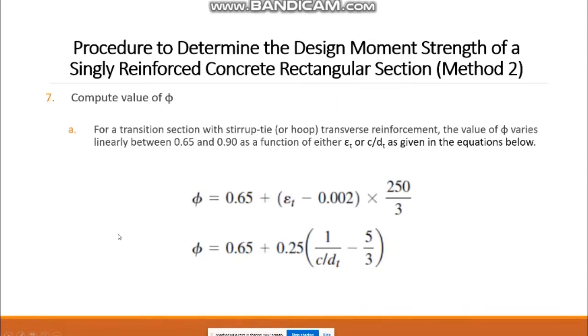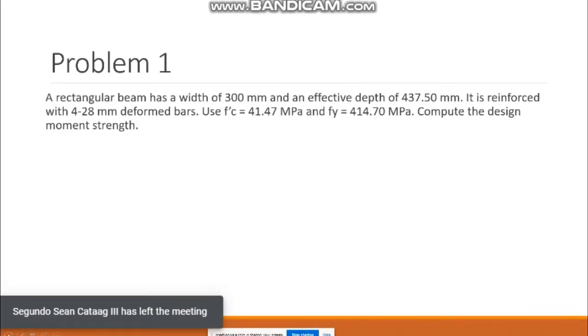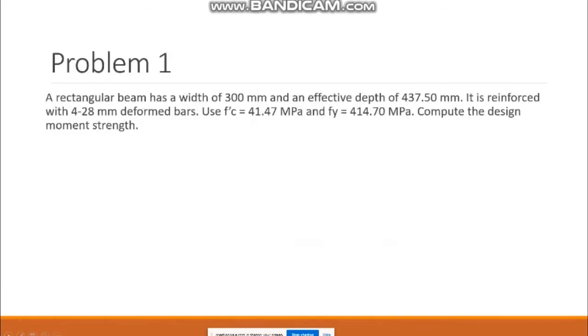For the transition region, it is the same set of formulas for computing the reduction factor. We also have to check the minimum steel ratio. Ultimately, once we get the nominal strength, we multiply it by the reduction factor to get the design strength.